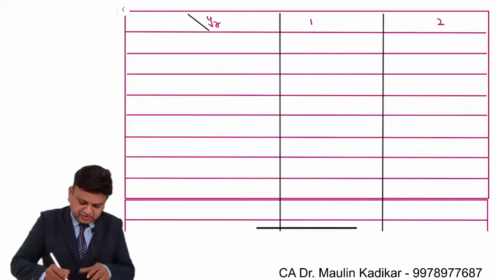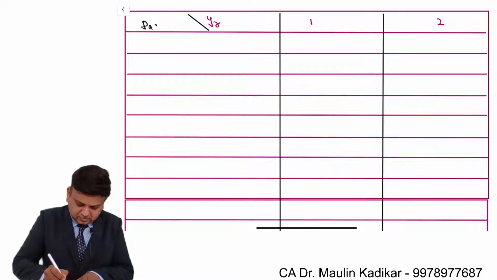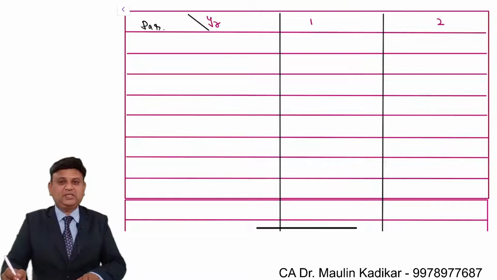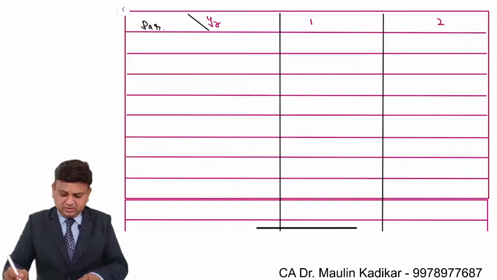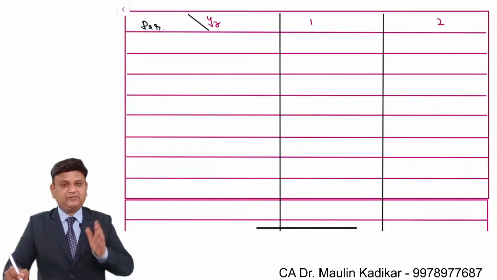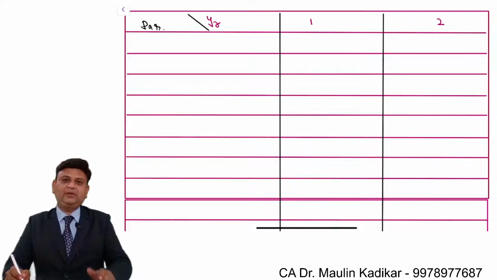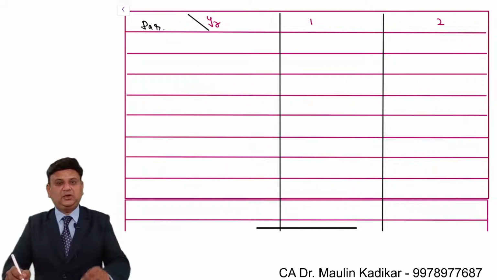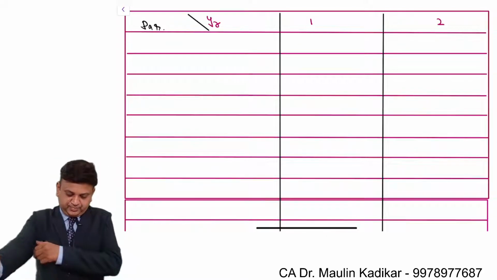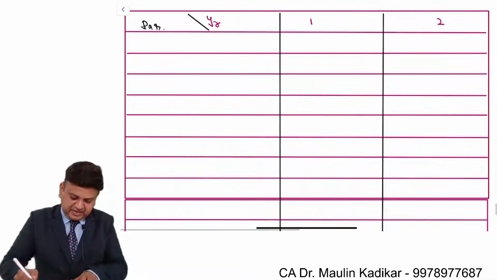So column number 1 is particulars. Second column is year 1 and third column is year 2. First of all, I am explaining the raw material working capital requirement for the first year. Then I wish that for the second year you do the working on your own. So dear students, the working will be made like this.